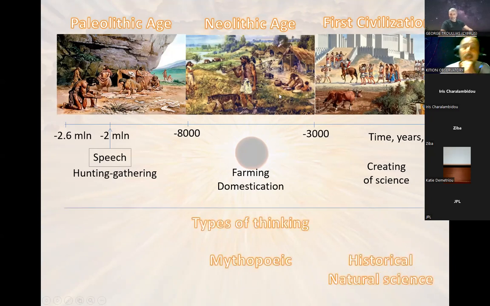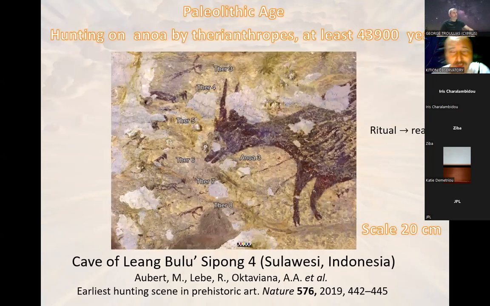The types of thinking belong to different periods of human civilization. We name mythopoetic the type that belongs to the Neolithic age. We could not say much about the Paleolithic age, though people were already speaking in those days, but we don't know much about the type of thinking for that period. That's why it's empty here. And after the first civilization appeared, we have two types of thinking, historical and natural science. Again, it's a general idea. We will discuss the mythopoetic type of thinking further, because our world tree belongs to it.